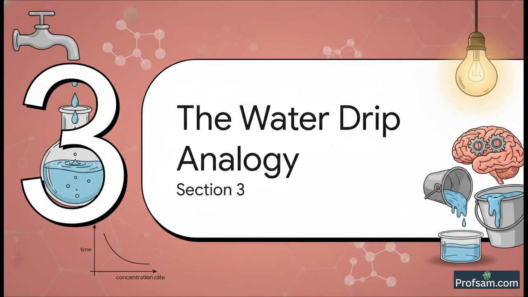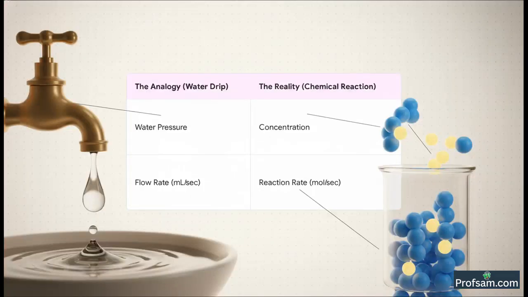All right, if the idea is still a little bit abstract, don't worry. Let's use a very simple analogy to lock this concept in your mind. We'll call this the water drip analogy. Just imagine a water tap. If you have high water pressure, the water flows out really fast, right? Well, in our analogy, that water pressure is just like the concentration of reactants. And the speed of the water flow, the flow rate, that is our reaction rate. So it's simple. Higher pressure means a faster flow. Higher concentration means a faster reaction rate.